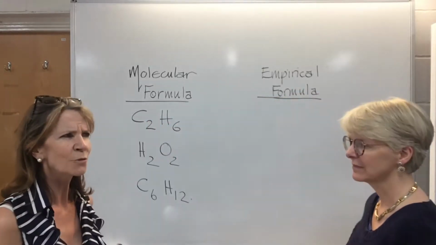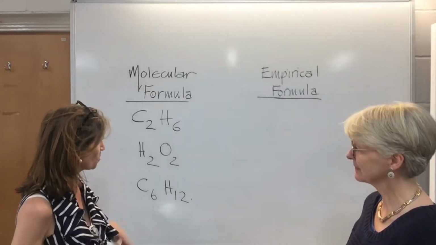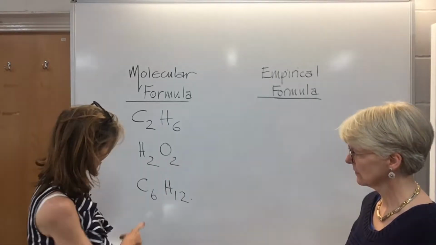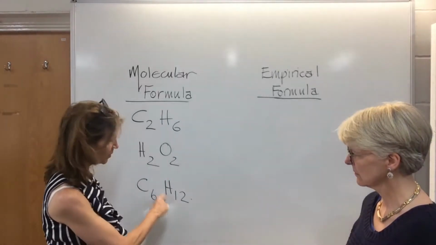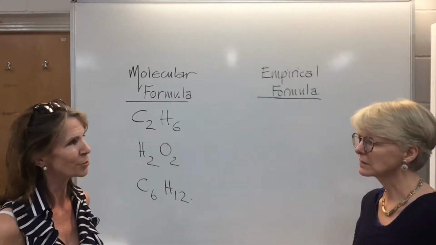Excellent. So I think I've got the idea because you explained that extremely well. Thank you. So we have 2 hydrogens, 2 oxygens. Correct. And we have 6 carbons, 12 hydrogens. So far so good. I think you've explained that really well.